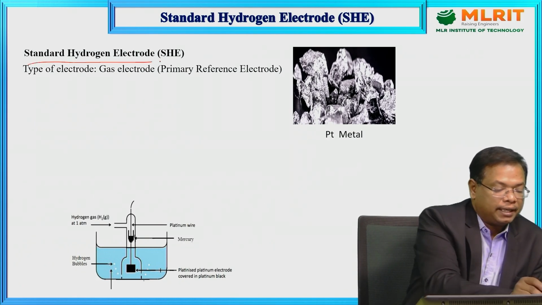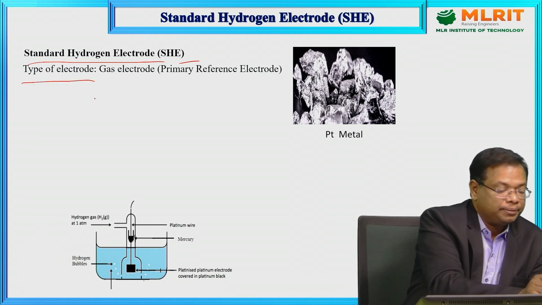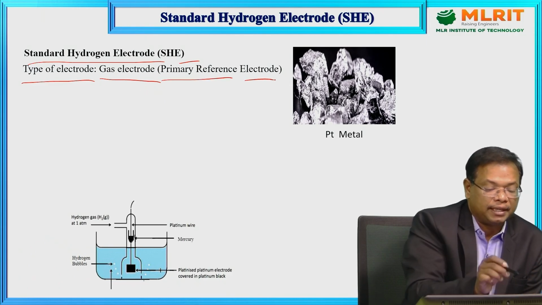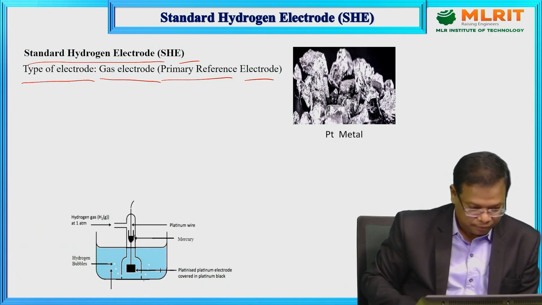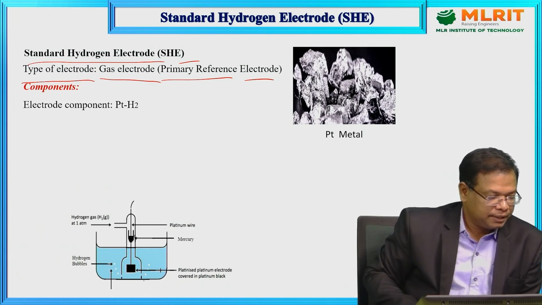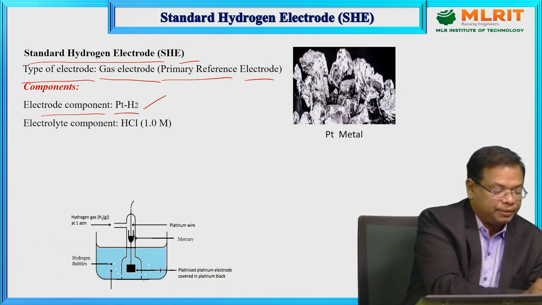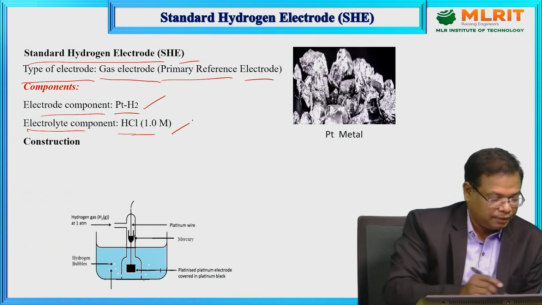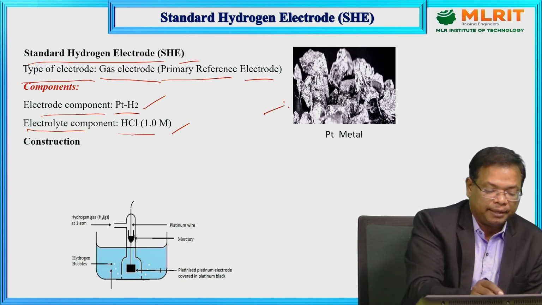So what is the standard hydrogen electrode? Type of electrode: gas electrode. It is a primary reference electrode. Components, you can check here. The electrode component is platinum and H2. The electrolyte component is 1.0 molar HCl. Construction: initially this is the platinum metal.